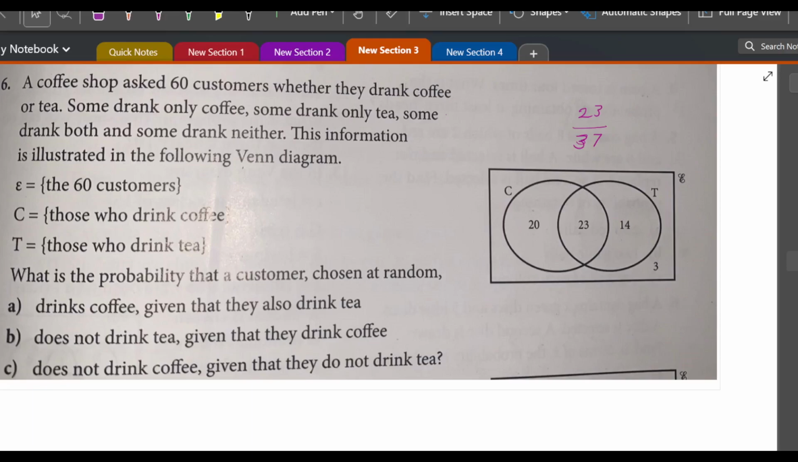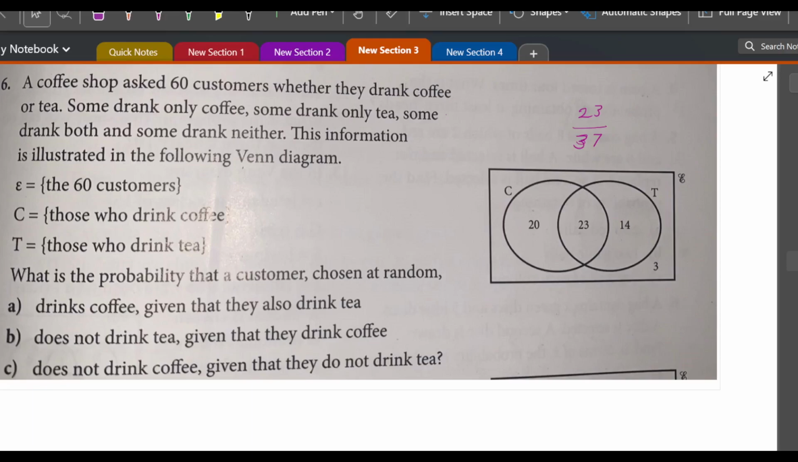Okay. Does not drink tea, given that they drink coffee. Given that they drink coffee, so it's 43 who drink coffee. And now I have to find those who do not drink tea. So out of 43, 20. So this is also conditional probability. Does not drink coffee, given that they do not drink tea.